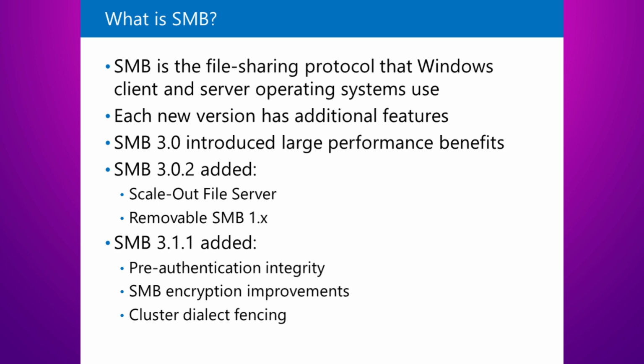Cluster dialect fencing. To support rolling upgrades of scale-out file server clusters, file shares in mixed mode use SMB 3.0.2. After all nodes in the cluster are upgraded, then file shares begin using SMB 3.1.1. Additional reading. For more information, refer to What's new in SMB in Windows Server, http://aka.ms/utahq2.